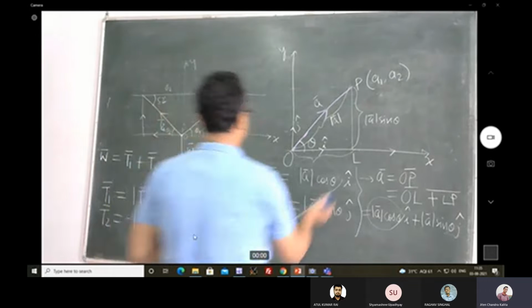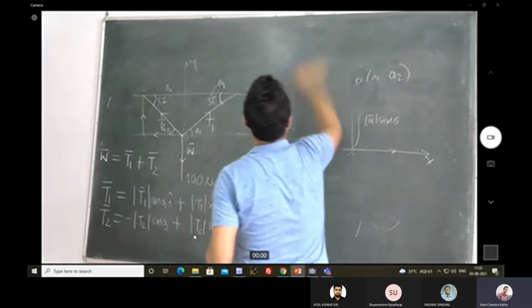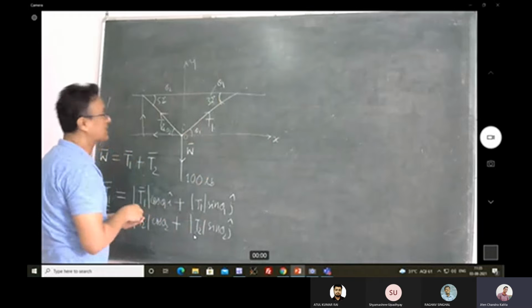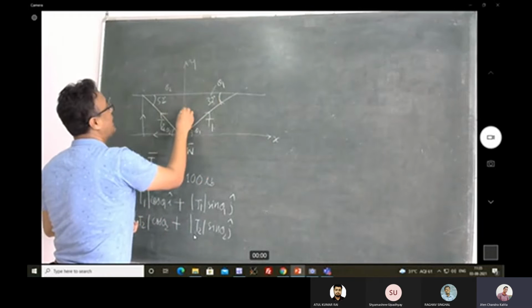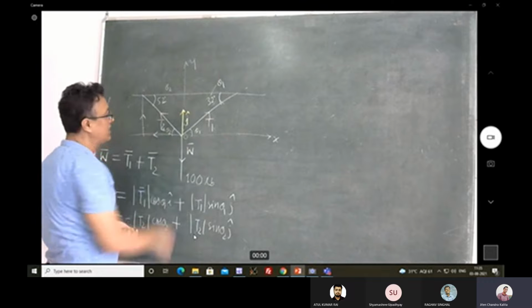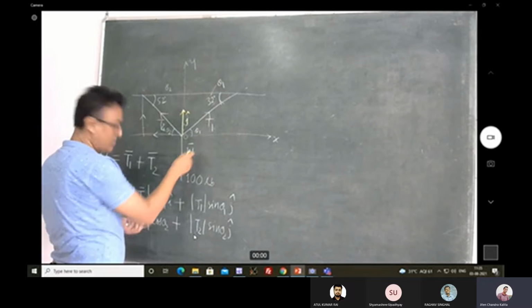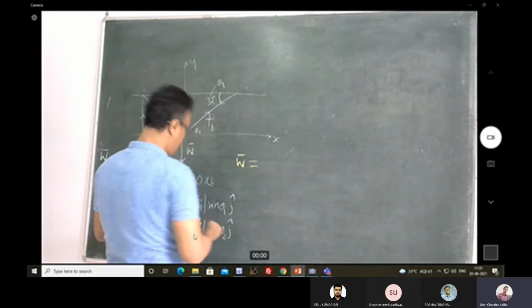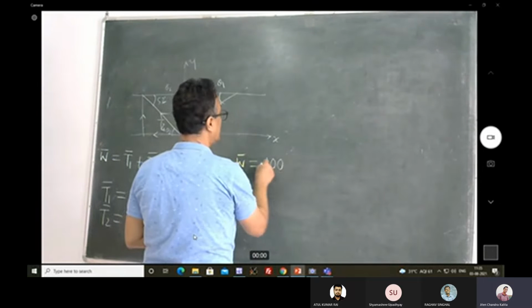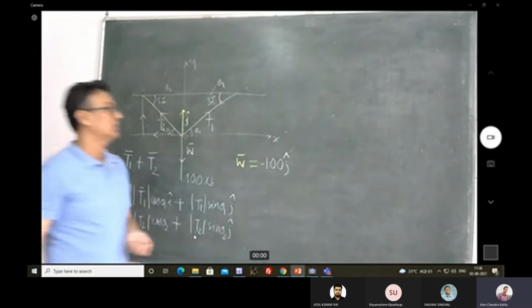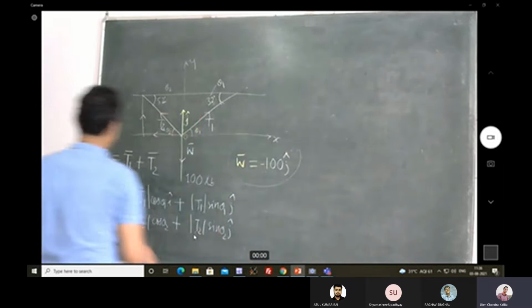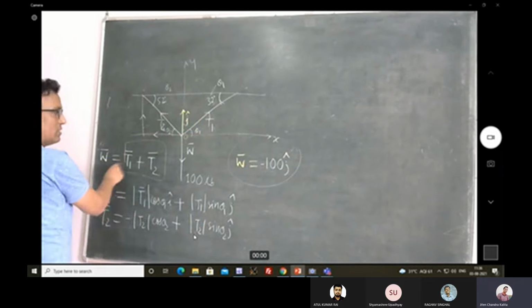So now, what is happening out here? Now you see that this is my y direction. Along the positive y direction, I take a unit vector j, right? So that means in the direction of W, and the weight is given by 100 lbs, 100 pounds. So this is going to be 100 into minus j. Is it okay? Fine. And since this is going to balance T1 and T2.